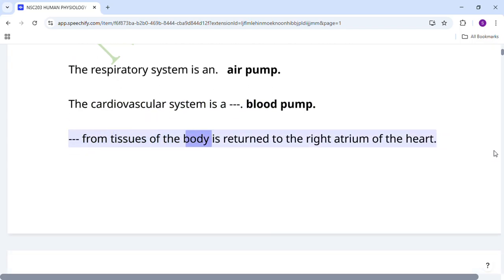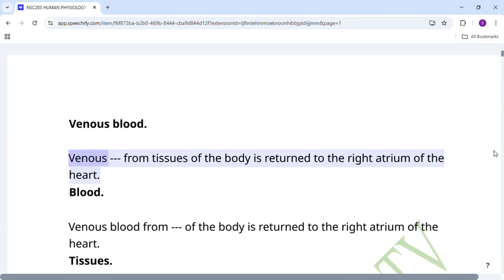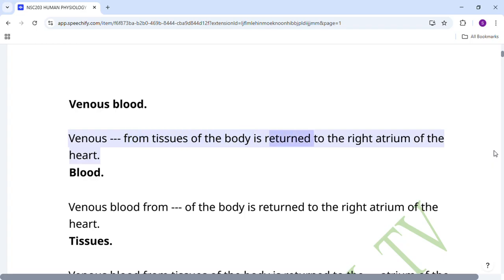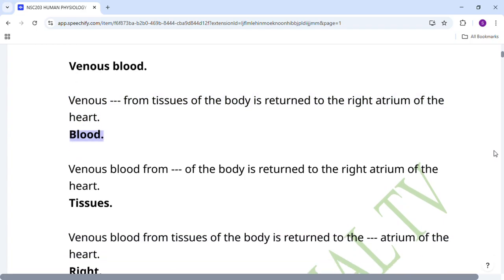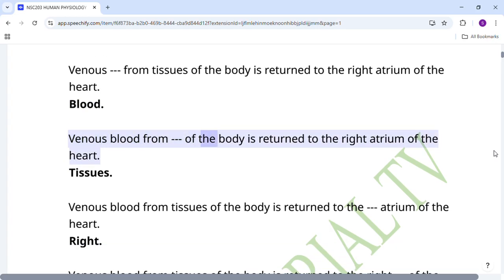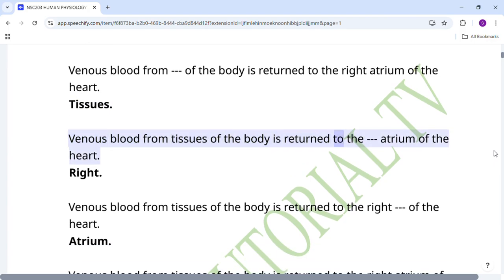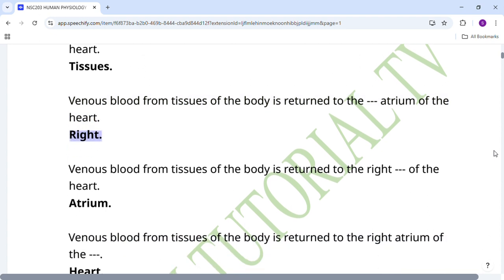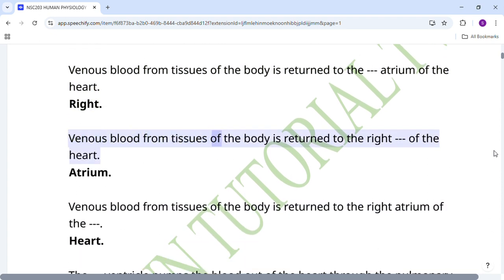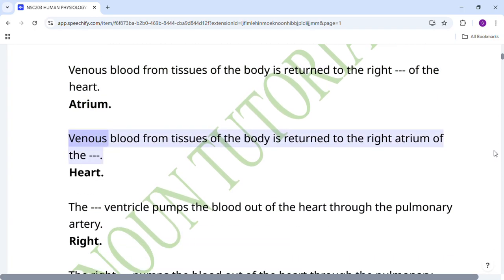Venous blood from tissues of the body is returned to the right atrium of the heart.